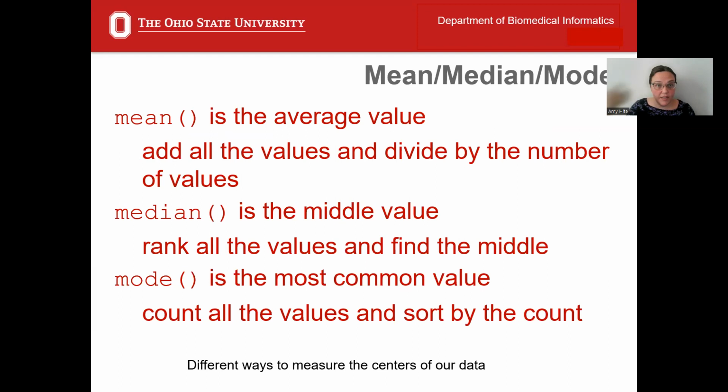Also, there is mean for average. You add up all the values and divide by the number of values. Median is the middle value. You rank all of your values from smallest to largest, and you find the middle. This is useful if you have a data set that you want to divide into 2 equal data sets: you find the median and you split them. Mode is the most common value. I don't use this a lot, but you count the instances of all your values and sort them by the count. The one with the highest count is your mode.